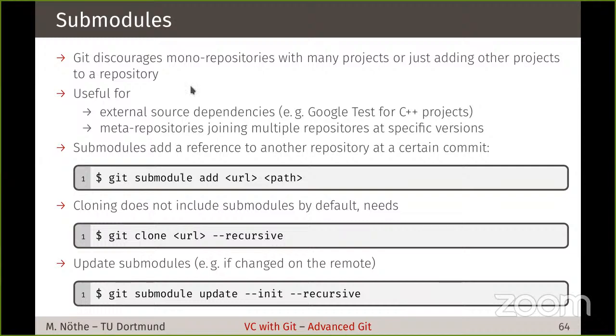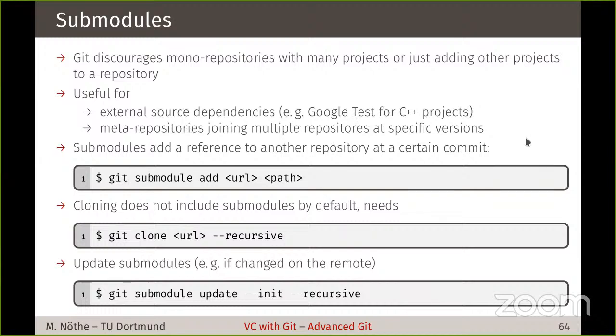And you have many projects in this one Subversion repository. But Git really discourages that, and you should use its own Git repository for each project. Still, it might be useful to include another Git repository in your own, for example, for external dependencies where you need the source code. This is commonly done, for example, to include Google Test in C++ projects.